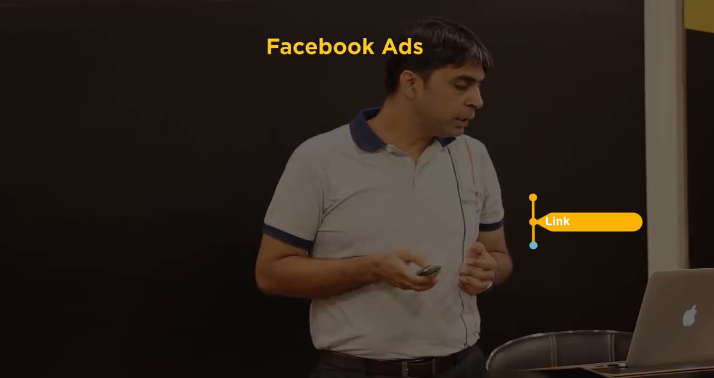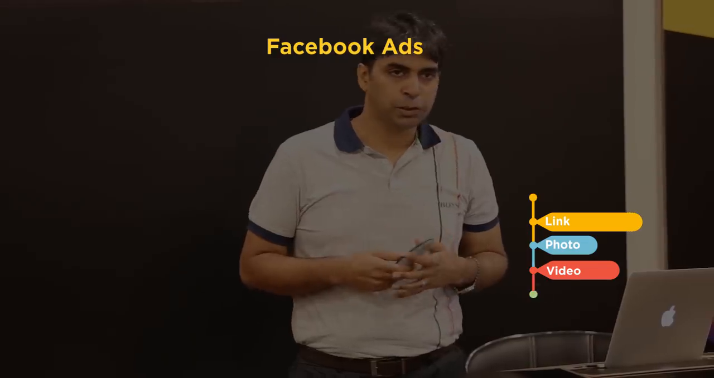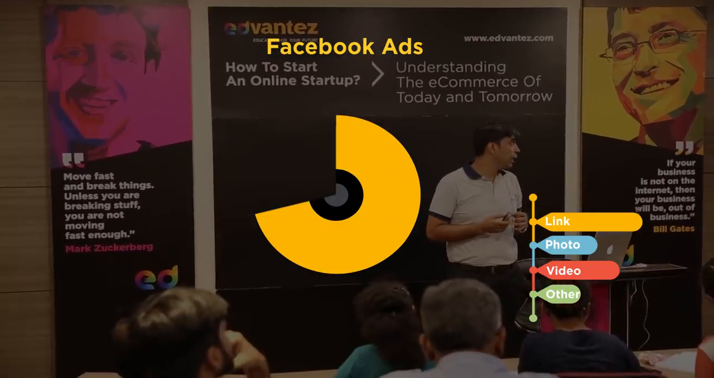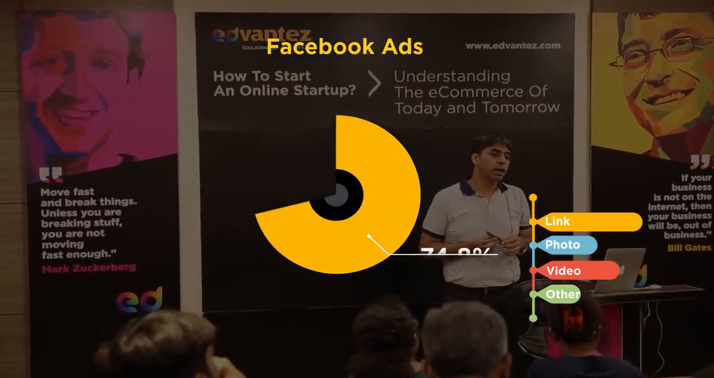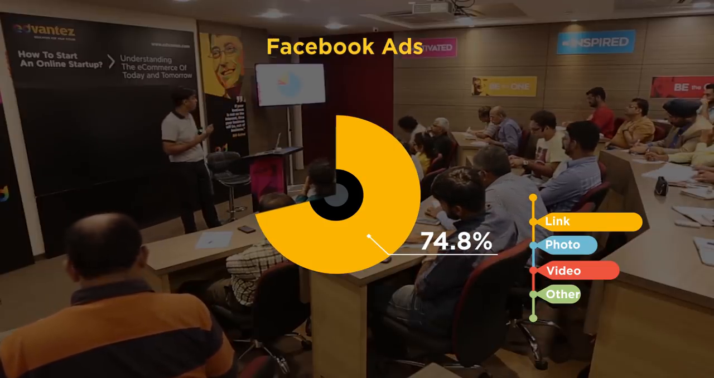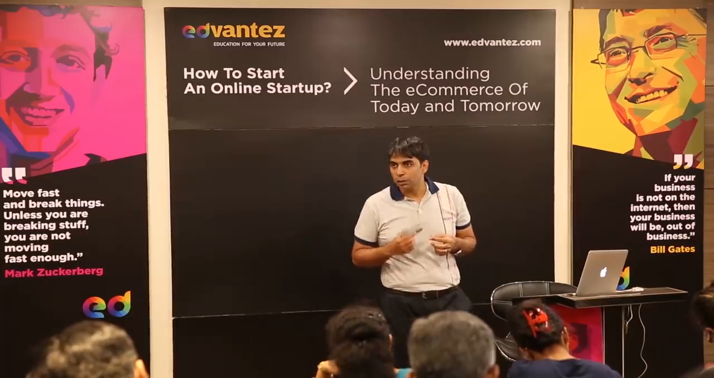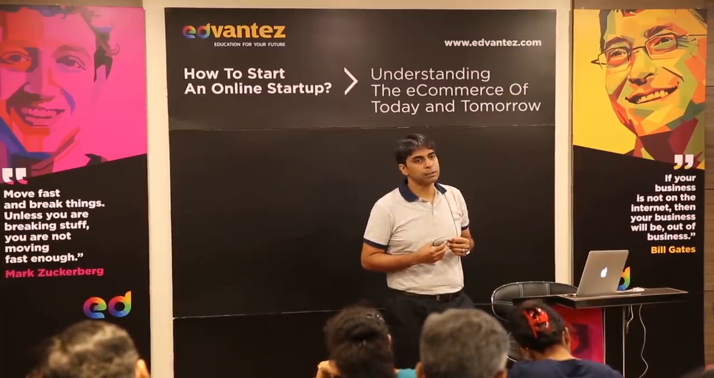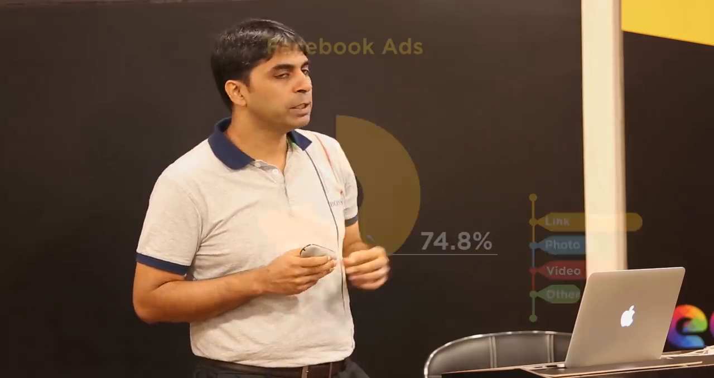Now, what is the type of ad that's used the most? 74.8% of ads send people to your website, which is basically a link. So you put the ad, and when they click, they go to the website. That's 74.8%. This is from Facebook, okay? So most people are creating those types of ads. All the other types are within the rest of it.